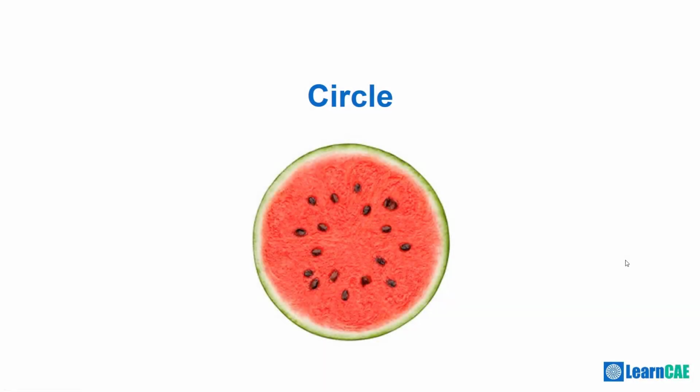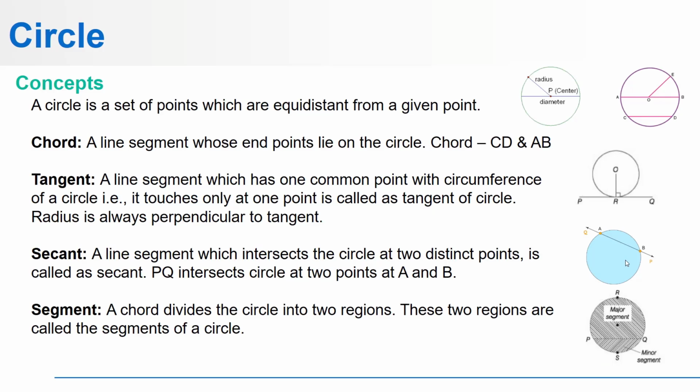In this lecture, we shall see problems related to circle. We shall quickly see the concepts. As we know, a circle is a set of points which are equidistant from a given point. Here, P is the center of the circle and this radius is given here. And the diameter is twice the radius.